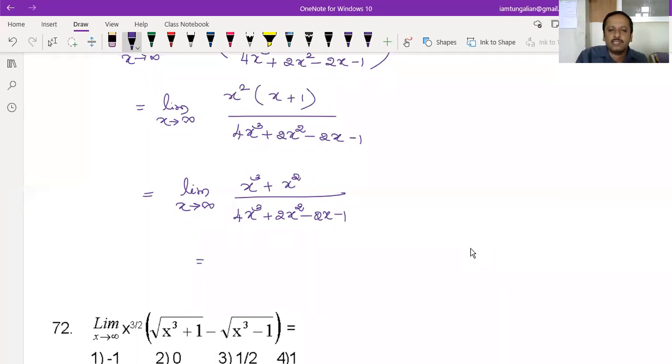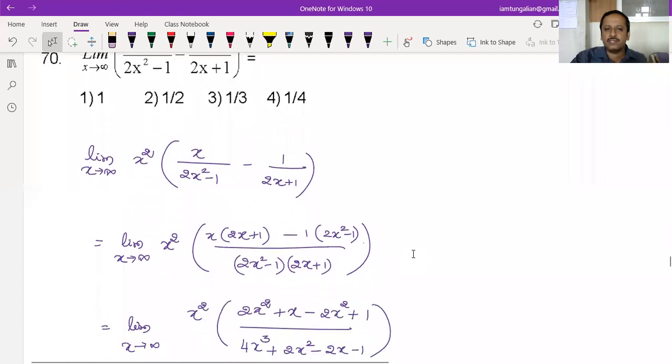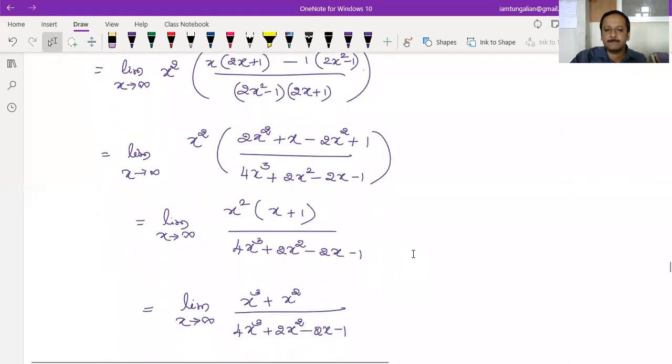Then the value of this limit is equal to the ratio of the coefficients of the highest power of x. The highest power of x is 3 here, x cube is the highest power. So its coefficient is 1 in the numerator and 4 in the denominator. Hence the answer is 1 by 4, which is the fourth option.